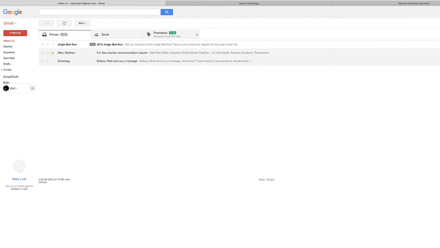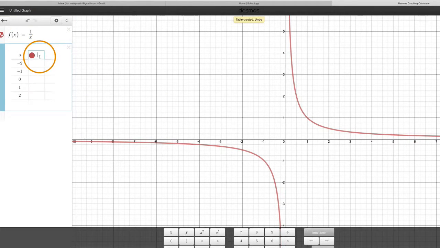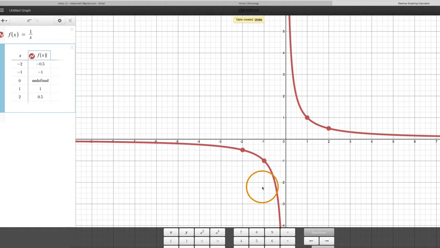I went in and I graphed in Desmos here, f of x equals 1 over x. And if we make a table here, we'll put in some f of x values here. We can see that the graph here looks like this right here, and this is all one complete graph, but we say it has two branches on it.